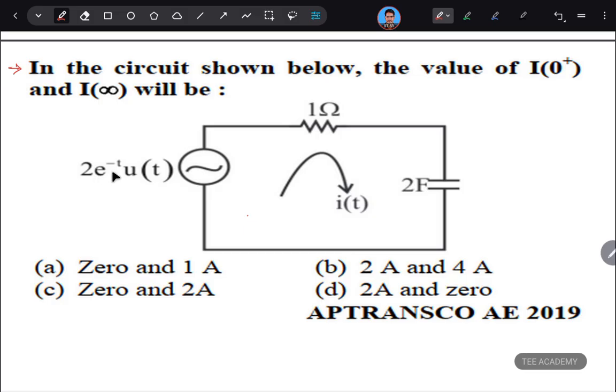The input is 2 into e power minus t into u of t, given in the time domain. There is a 1 ohm resistor, a 2 farad capacitor, and a current i of t flowing. Here we need i of 0 plus, just after the supply is applied, and i of infinity, which depends upon the input. So let's see the solution. I of 0 plus means the initial value theorem, and infinity means the final value theorem.